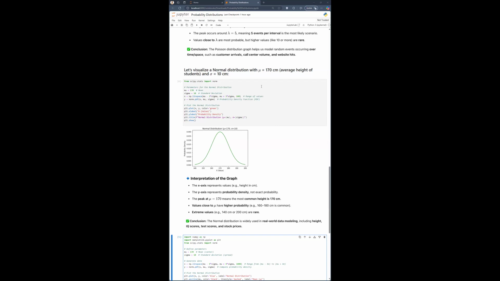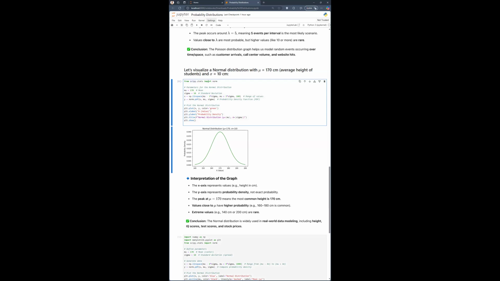Okay, thank you, Justin. So let's visualize a normal distribution with mu equal to 170 centimeters. That was the average height. You remember the example that we were discussing, the average height of the students, and I mentioned that the spread, the standard deviation, is 10 centimeters. Again, we'll be using the SciPy library.